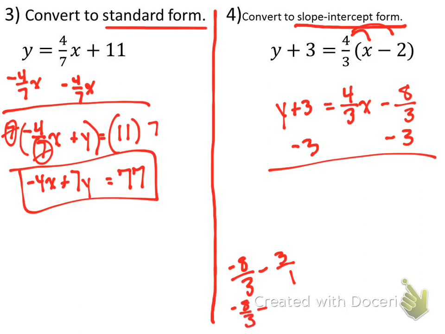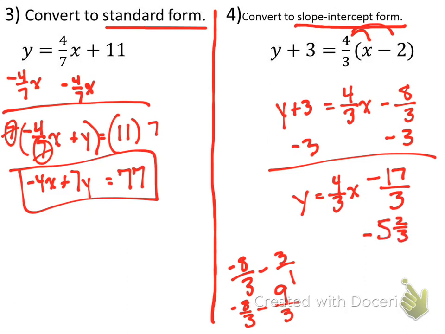You're not supposed to erase your boards yet. 3 in the denominator. So 3 times 3 is 9. So -8 minus 9 is -17/3. We have the 4/3 x, equals all of that, equals y. So this could be an answer. I'll also take this as a reduced or a mixed number. So it's going to be -17/3. You should know how to convert. It's going to be -5 2/3. Okay, so we have y is equal to 4/3 x minus 5 2/3.